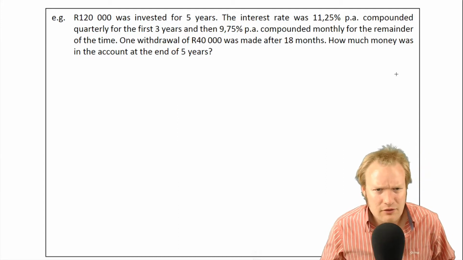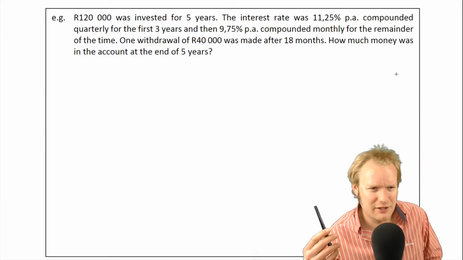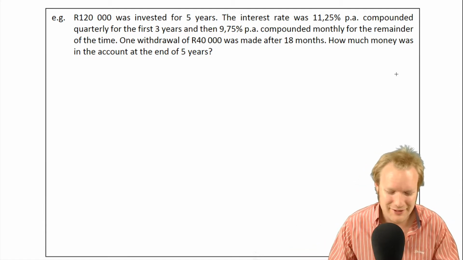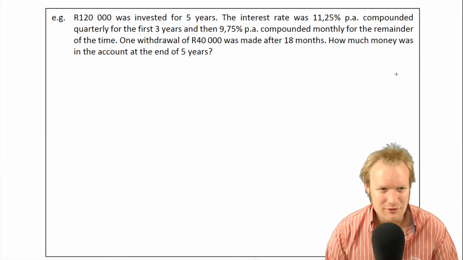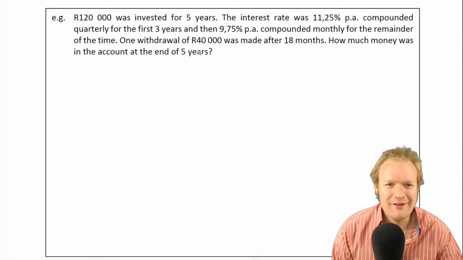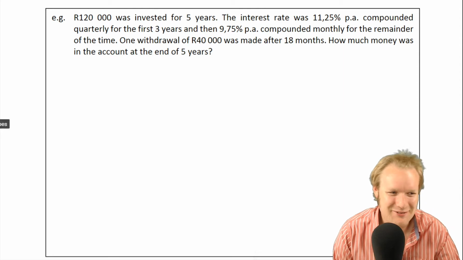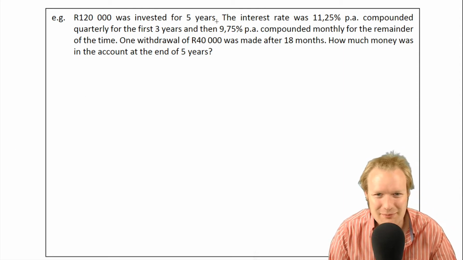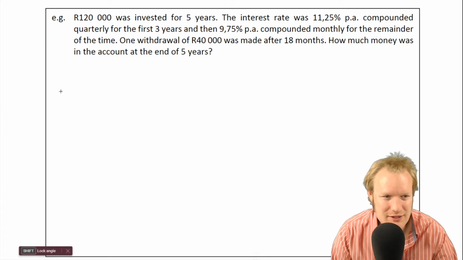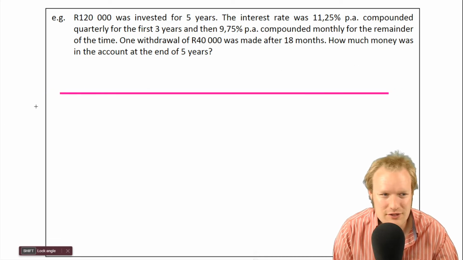And let's see what happened to the problems that were like Naomi is investing some amount of money. Oh well, 120,000 was invested for 5 years. Okay, so we know that we're going to be building up a timeline because the interest rate's going to change, the withdrawals happening along the way. So to try and keep track of this, it's definitely going to be easiest to draw ourselves a timeline.